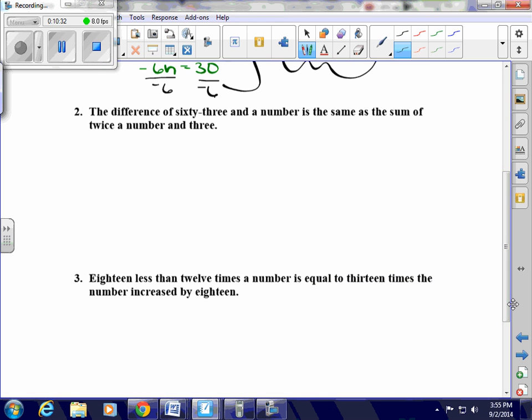The difference of 63 and a number is the same as the sum of twice a number and 3. Let's find our equal sign. "Is"... oh, there we go, "is the same as," right? Box that, that's your equal sign. Whatever comes before that will be before the equal sign. Well, the difference of 63 and a number. The word difference means subtract, so 63 minus n.